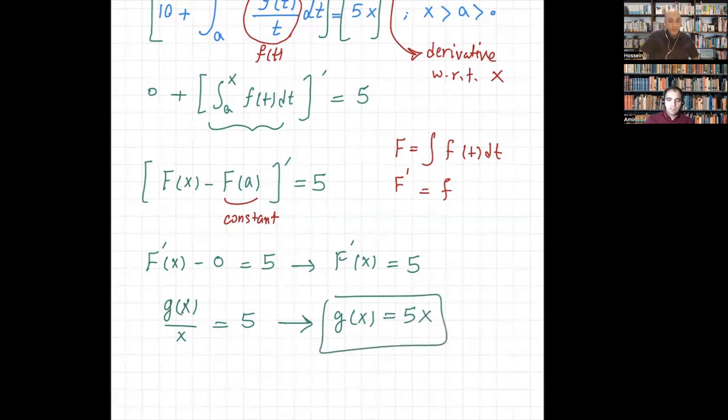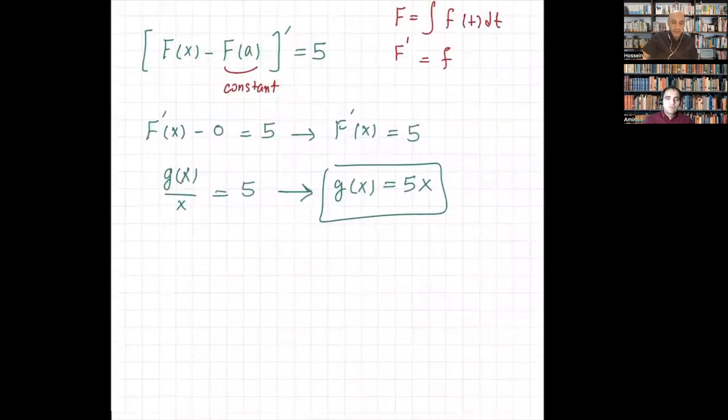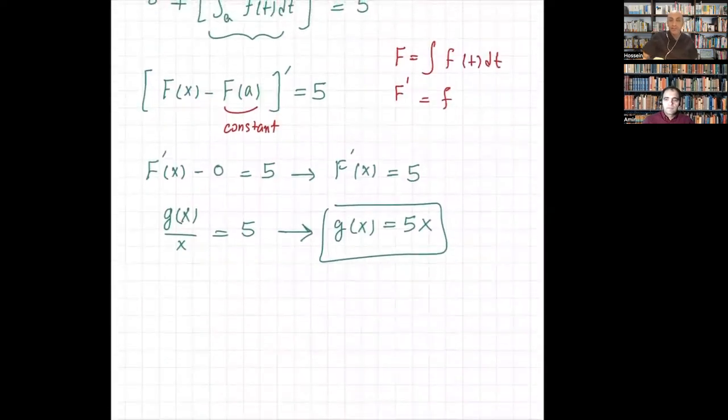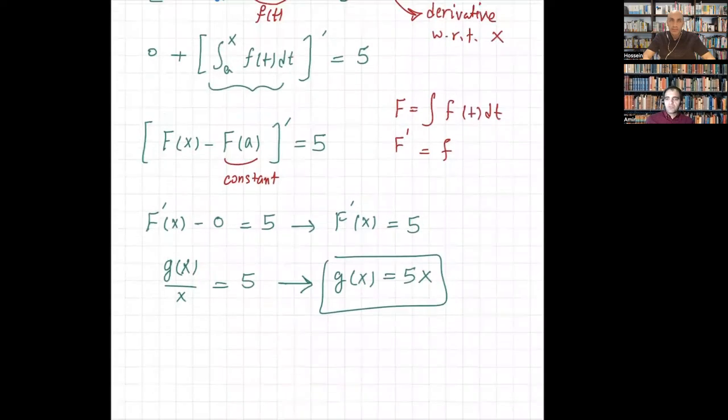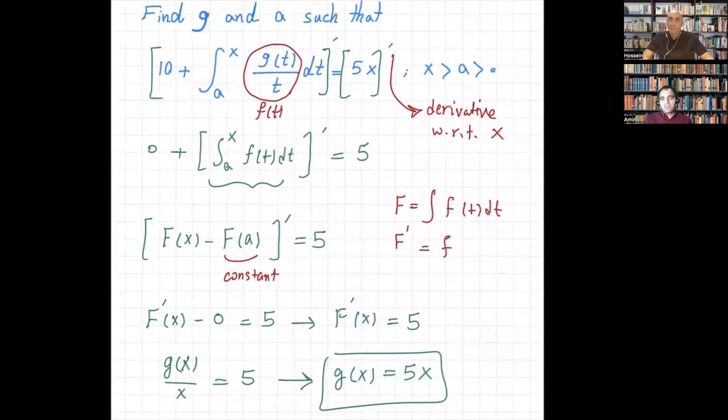So g of x is 5x. Yes. So the question was asking for g, and g of x is equal to 5x. So actually, you are one step closer to the solution for A because you have an explicit expression for g at this time. Okay, the next step is finding A as a constant.